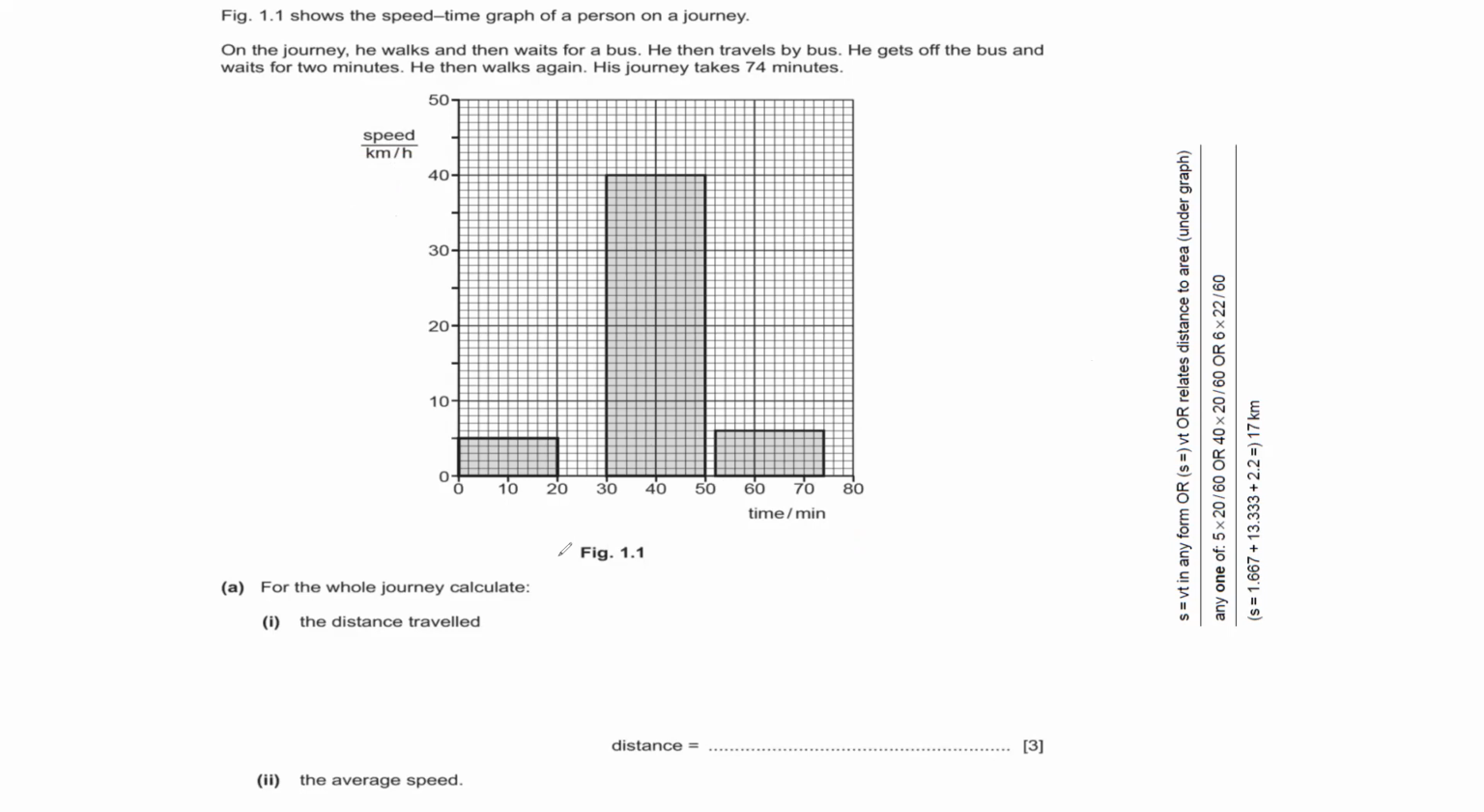Now to calculate the distance traveled, which is the area under the graph, it is starting from 0 and ending at 20. So what is the time? The time is 20 minutes. But we have to convert the 20 minutes into hours. So how will I convert minutes into hours? What will I do to convert minutes into hours?